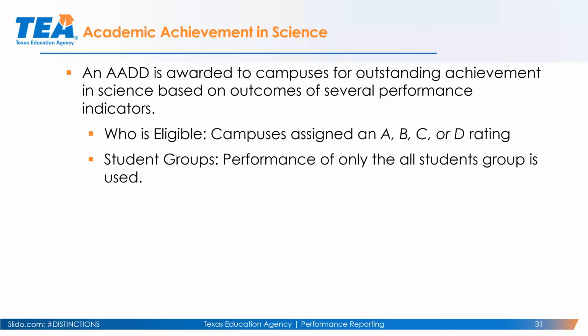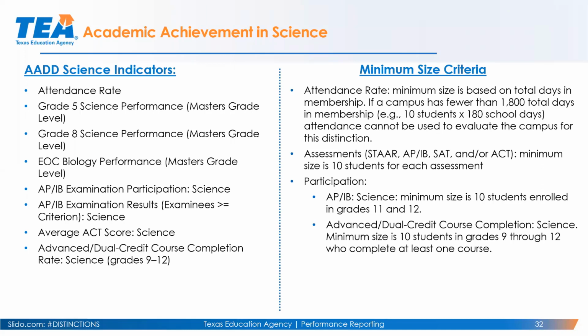Next is science. The academic achievement distinction designation for science is awarded to campuses for outstanding achievement in science based on the outcomes of several performance indicators. Again, campuses who have a B, C, or D rating are eligible, and we're looking at all students for this particular distinction. Our indicators for science are on the left-hand side, and our minimum size criteria are on the right-hand side for the attendance rate, for our assessments, and for our participation indicators.